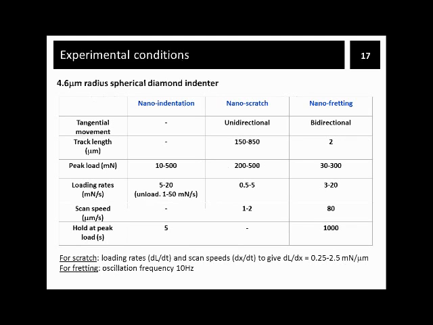So this table summarizes the test conditions used in the study, with the range of peak loads indicated here for nano-indentation, nano-scratch, and nano-fretting experiments, loading rates that we use for the experiments, scan speeds for dynamic testing for nano-scratch and nano-fretting, and other conditions like track length for nano-scratch and nano-fretting, and hold at peak loads for nano-indentation and nano-fretting.